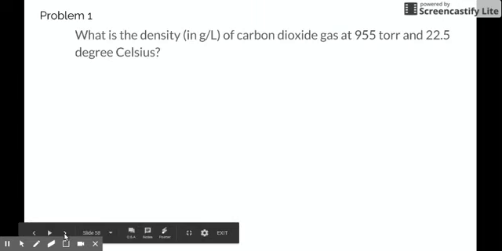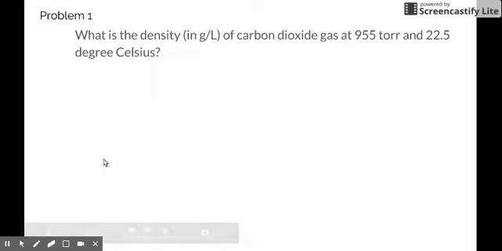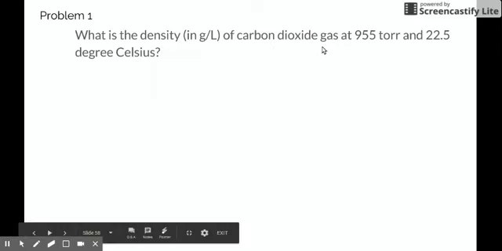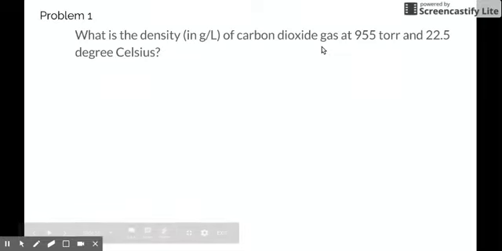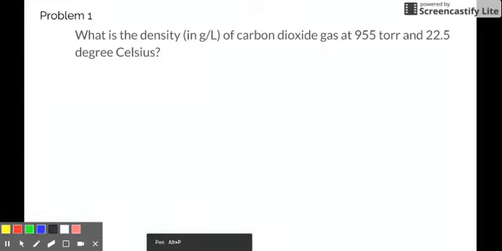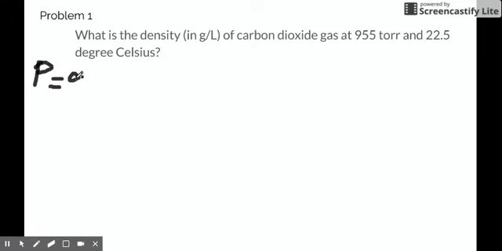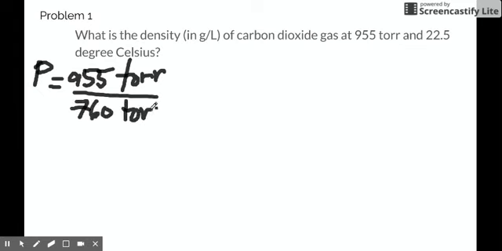What is the density, which of course should be in grams per liter, of carbon dioxide gas at 955 torr and 22.5 degrees Celsius? So, let's look at our given. We're given pressure, which is 955 torr, which has to be converted to atmosphere because this is an ideal gas law problem. So we divide this by 760 torr, which you know already, the conversion from atmosphere to torr.